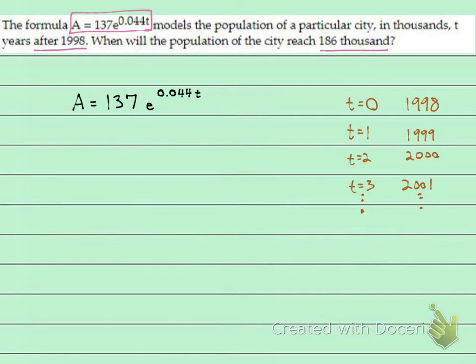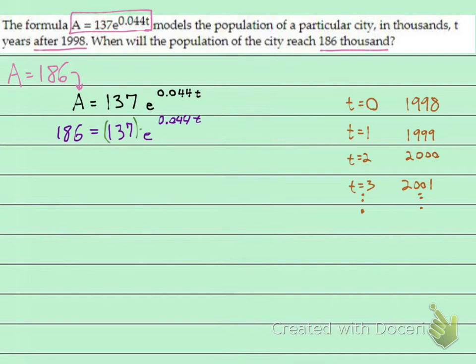We're going to take this 186, that is our A, our accumulated value. So the accumulated value A is 186, and we're going to plug that in right here for A. So 186 equals 137e to the power of 0.044t. And now we need to solve for t. We want to get this grumpy t all by himself. First thing I'm going to do is divide out this 137.